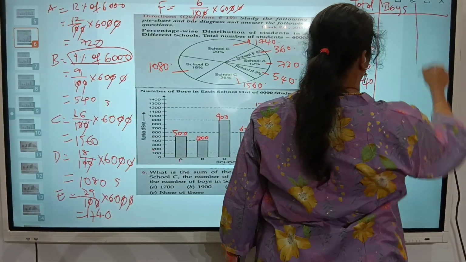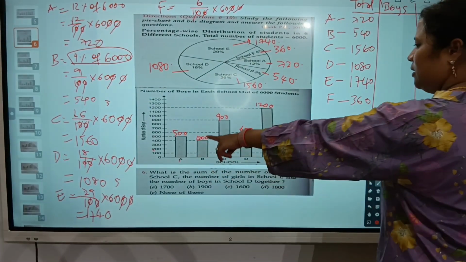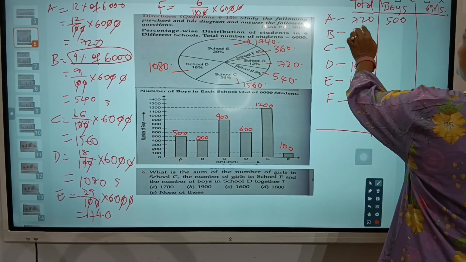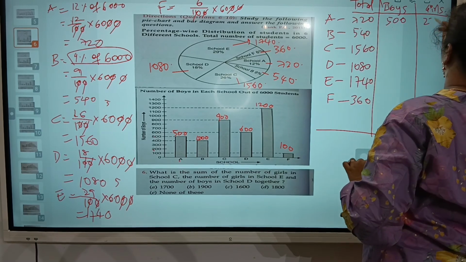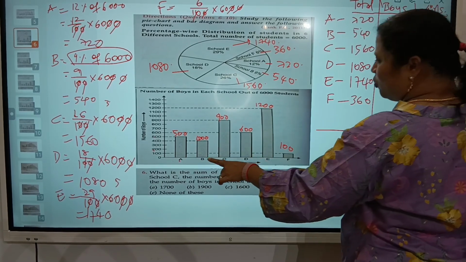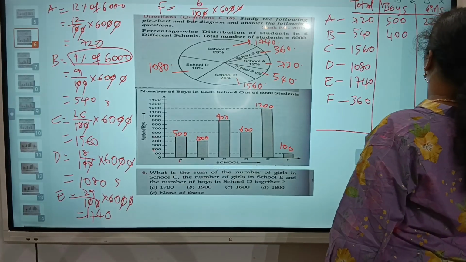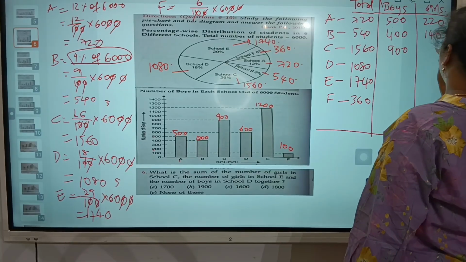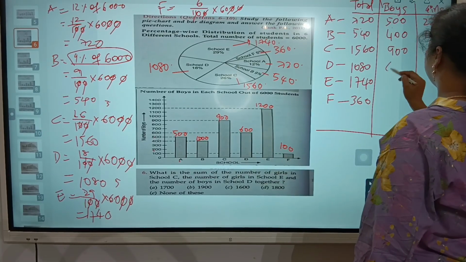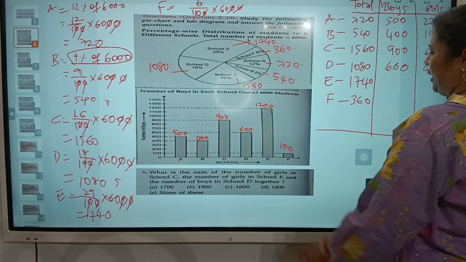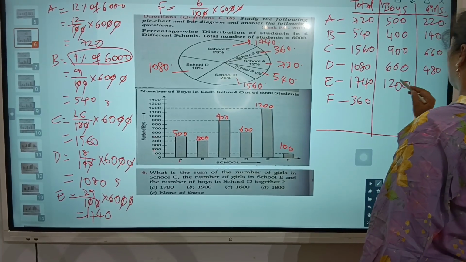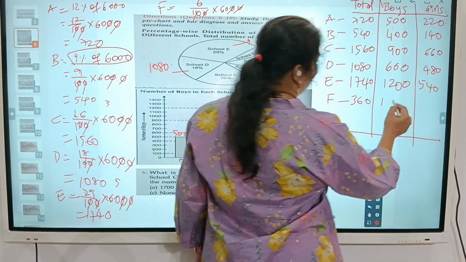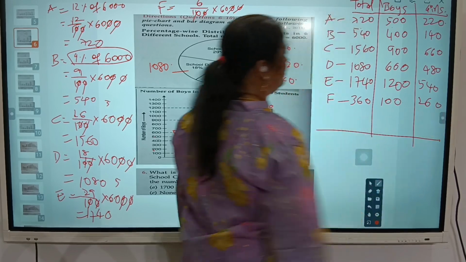So out of these totals, how many are boys? In school A, it is 500. So the remaining girls will be total number of students minus boys, which comes to 220. In school B, boys are 400, so girls will be 140. In school C, boys are 900, so girls will be 660. D 600, so girls will be 480. E 1200, so girls will be 540. In F, boys are 100, so girls will be 260.